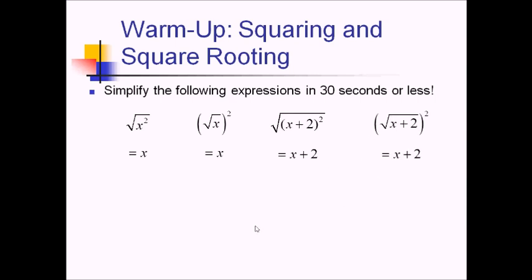So we're seeing a pattern here. The square and the square root undo each other. And we're going to use this relationship to solve radical equations in just a moment.